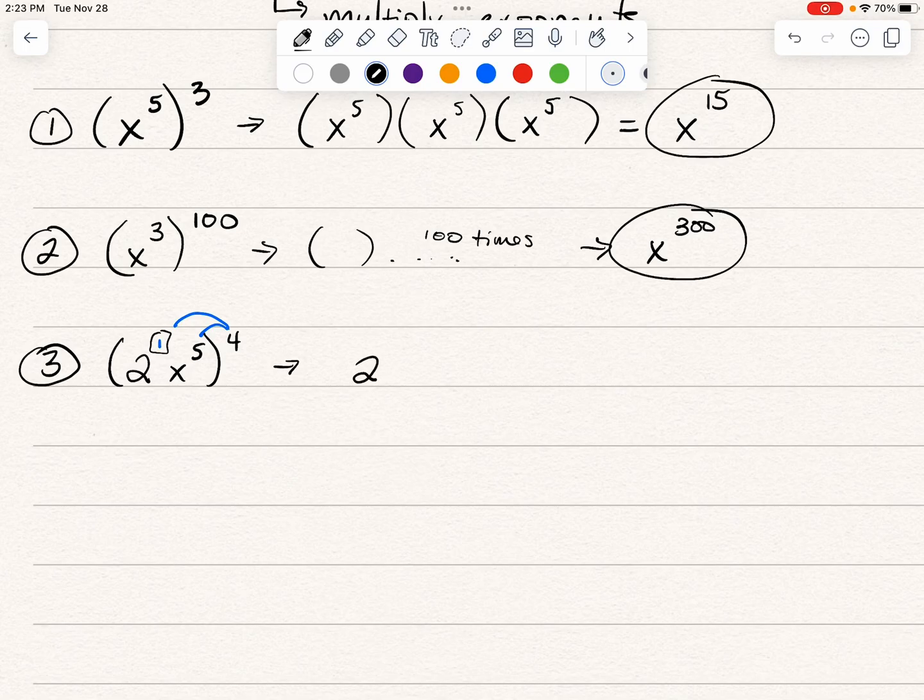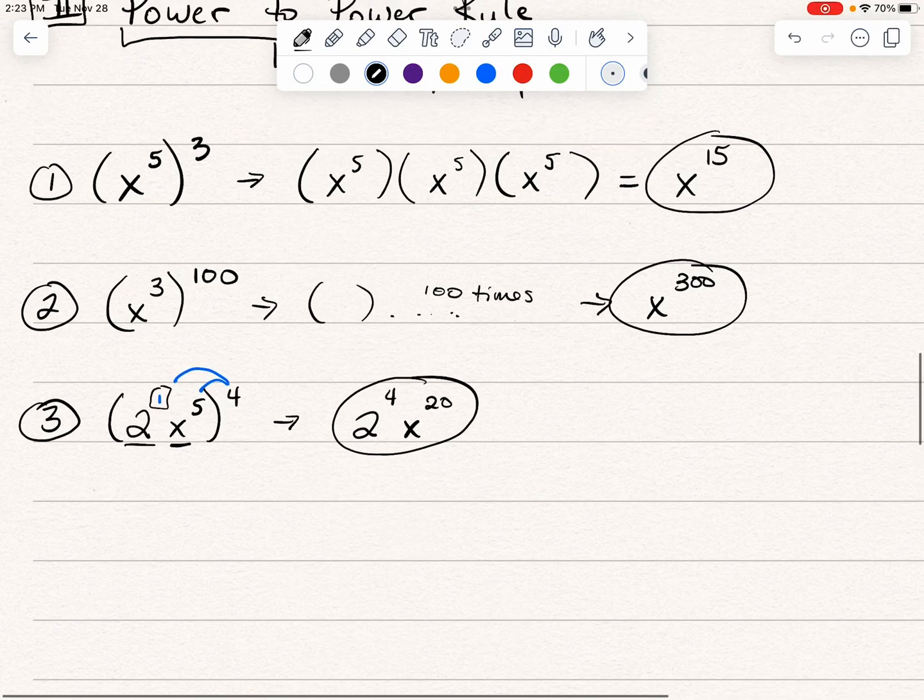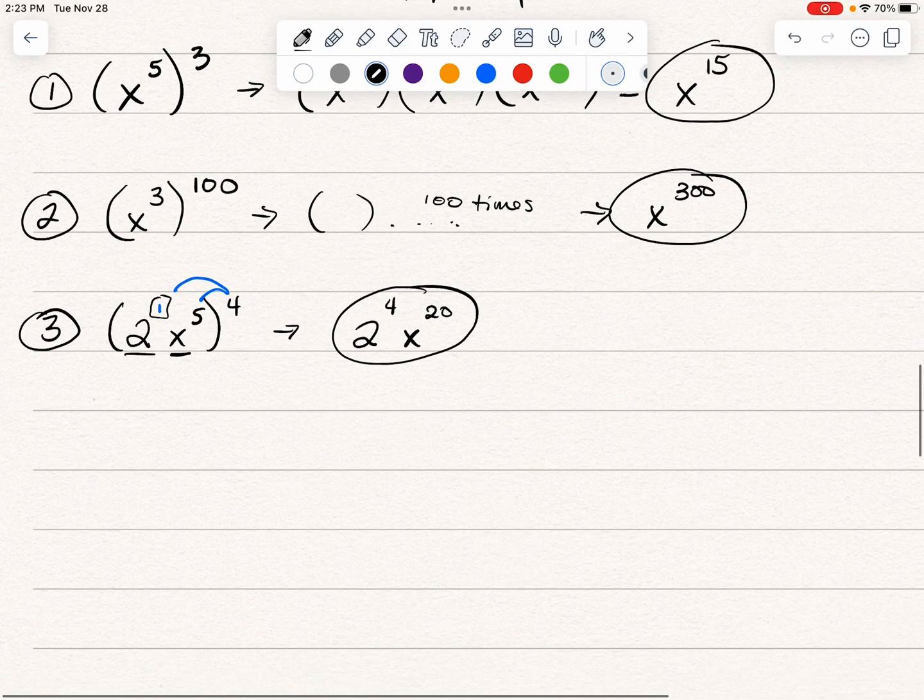So we're going to keep our base. The base is 2. 1 times 4 is 4. All right, the next base is x. 5 times 4 is 20. So this would be our answer for this one using the power to a power rule.